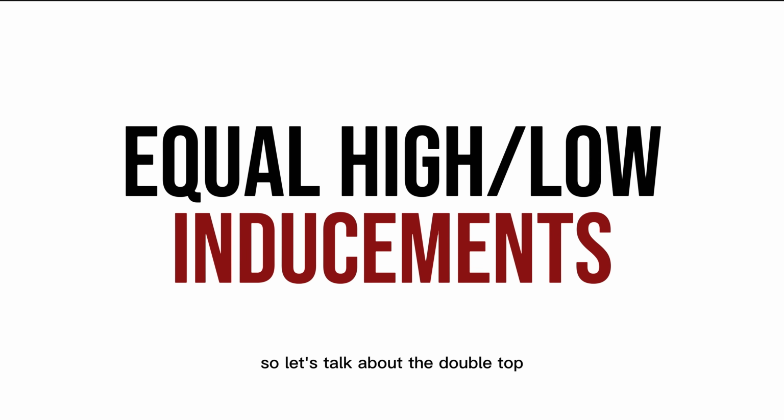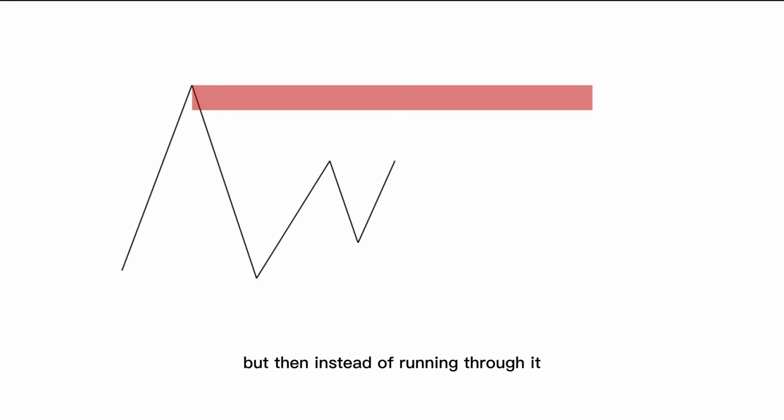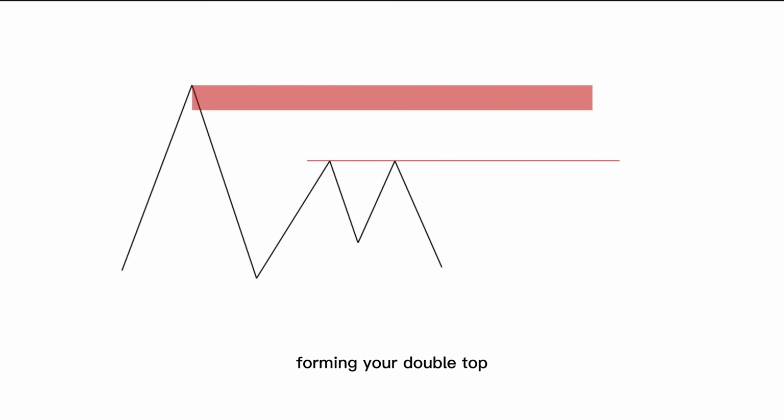So let's talk about the double top and the double bottom inducement. You have your swing, and this is your point of interest. Price comes up for the initial inducement and comes back down. So you're like, okay, an inducement is occurring. But then instead of running through it, price came back to that inducement and rejected, forming your double top.